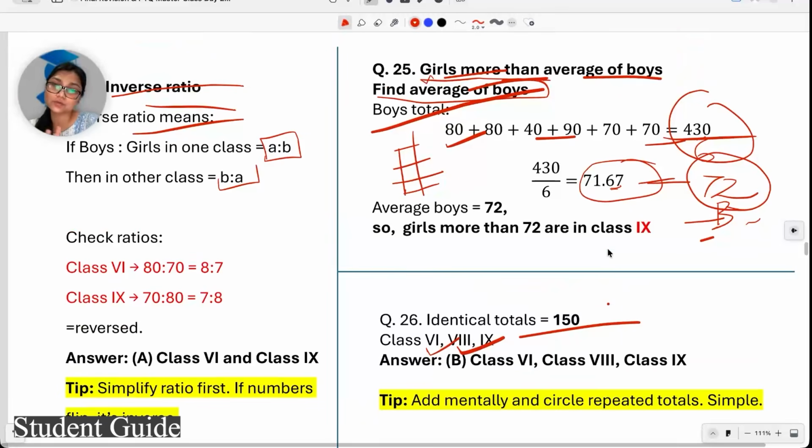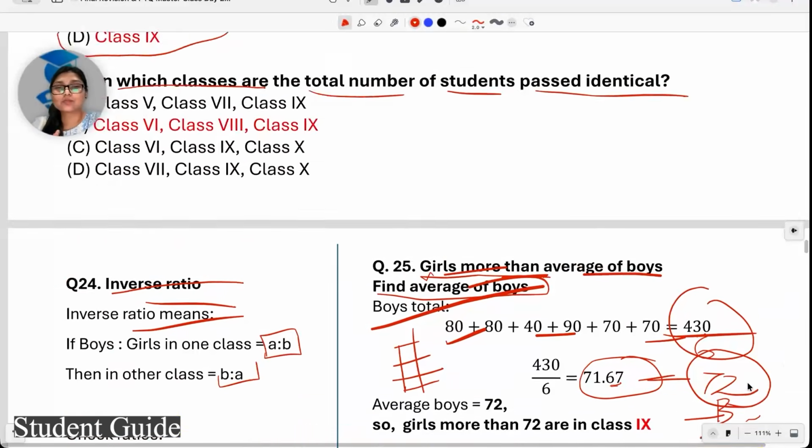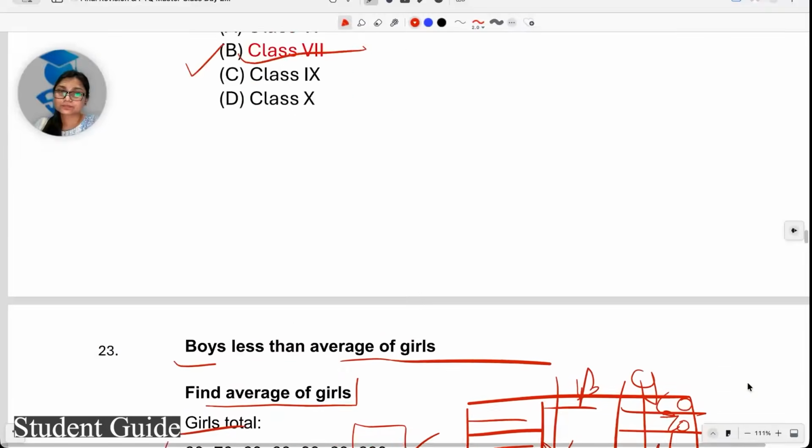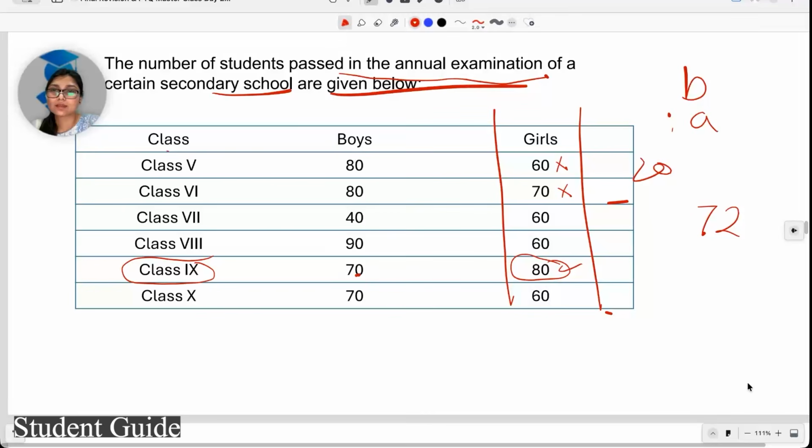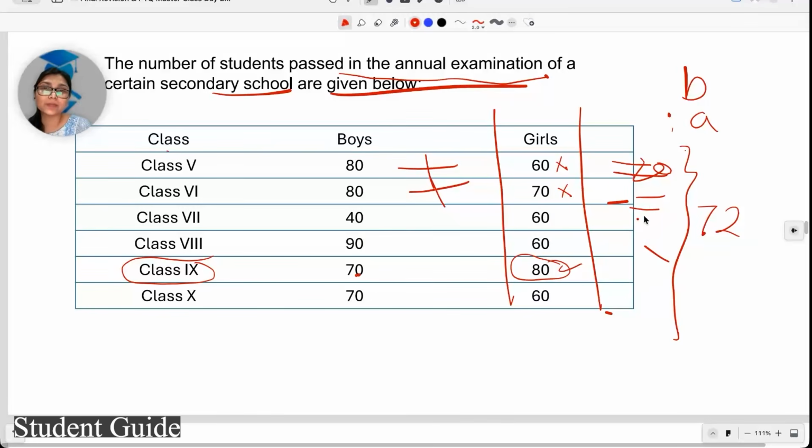How do we need to see this? Here I have added tips: add manually and circle the repeated answers. So quickly taking the calculations, we have this one plus this one, then you mark the answers here. Again this one plus this one, mark the answers here. Whenever you find repetitive answers, you circle that particular answer.